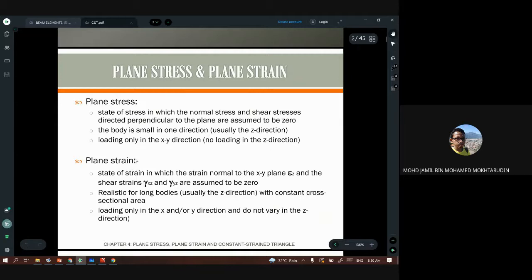Another term is plane strain. Plane strain is a condition when the strain normal to the xy plane and the shear strains gamma xz and gamma yz are assumed to be zero. This is usually applied for a very long body, usually in the z direction, a body that is long in the z direction with a constant cross-sectional area. Same as plane stress, the loading is only in the x and y direction, but not in the z direction.